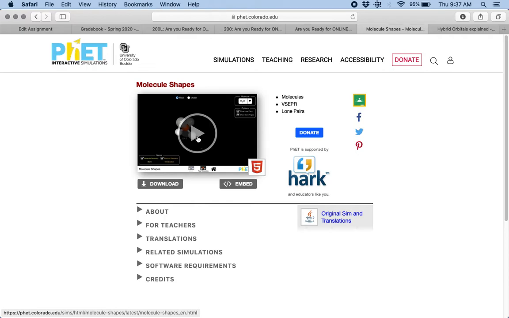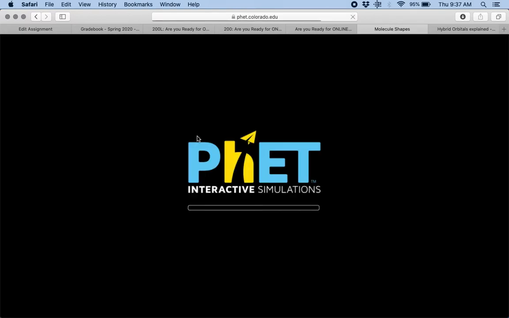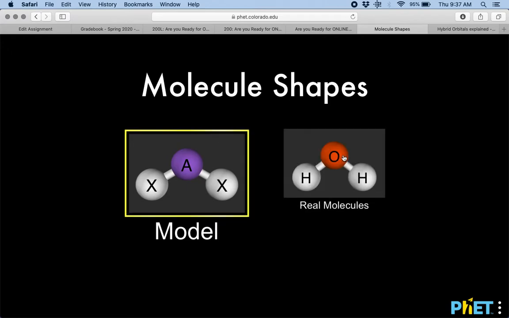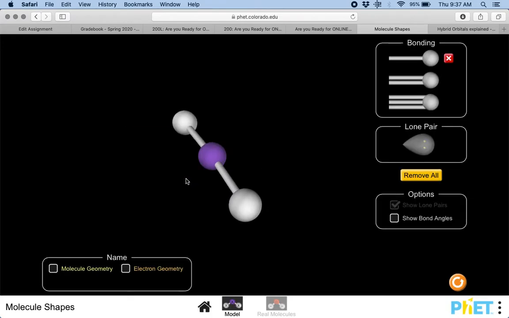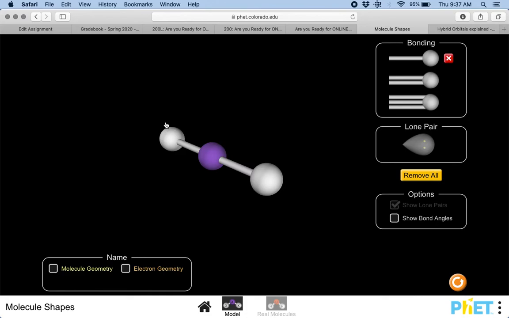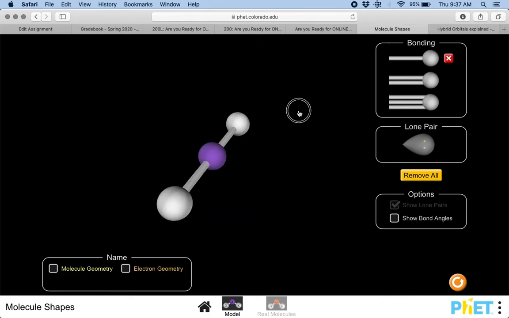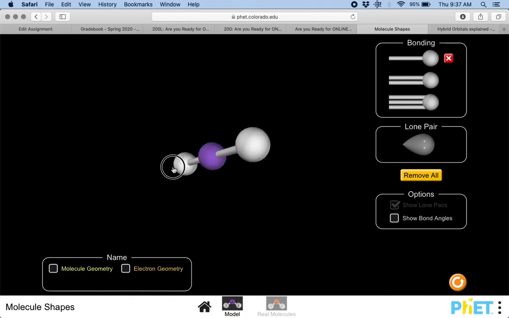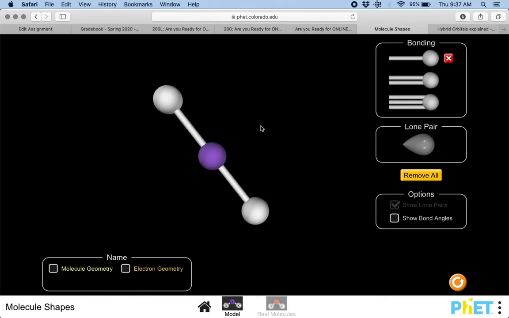Please just hit play. It will start the simulation and we have two options here. We can just play with a model where we can rotate. So I'm holding my mouse down and just spinning it around, and it allows us to rotate our molecule in 3D space. But a few features I want to show you real quick.